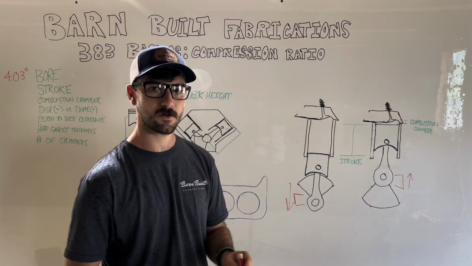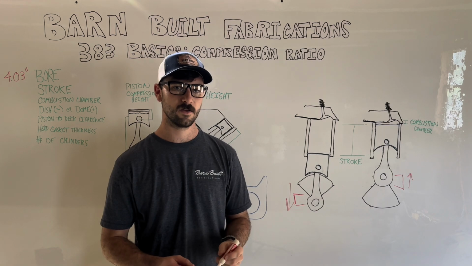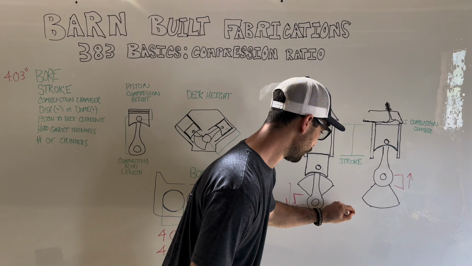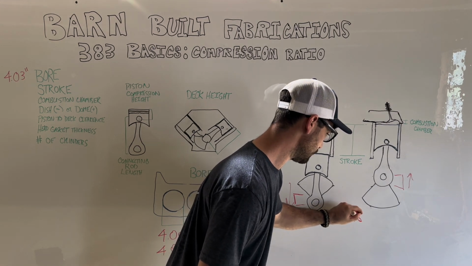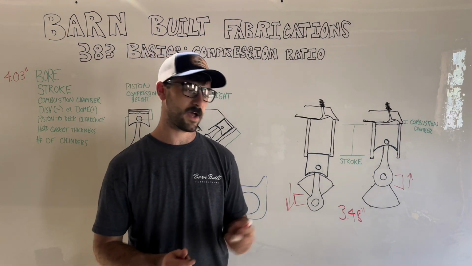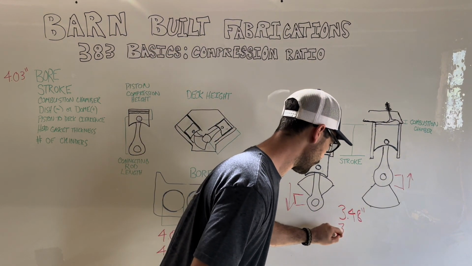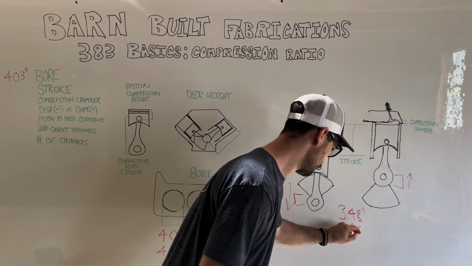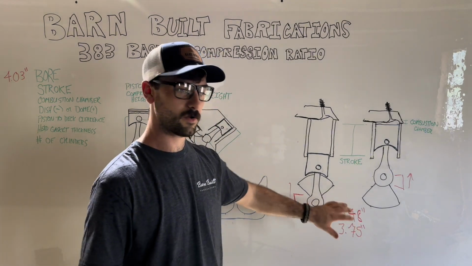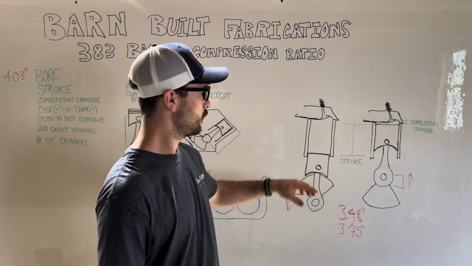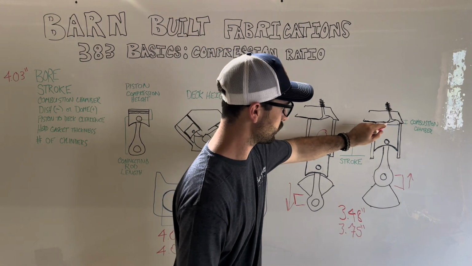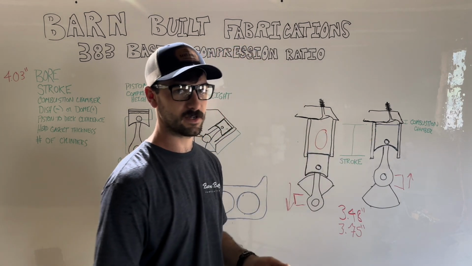So what I just showed you there was a stock 350 Chevy crankshaft, which has a stroke of 3.48. So with the 383 stroker, what you do is you bump that stroke up to a 3.75. By increasing the stroke, or the distance that the piston travels up and down, what you're doing is adding more volume inside the cylinder and reducing it whenever you're at top dead center.